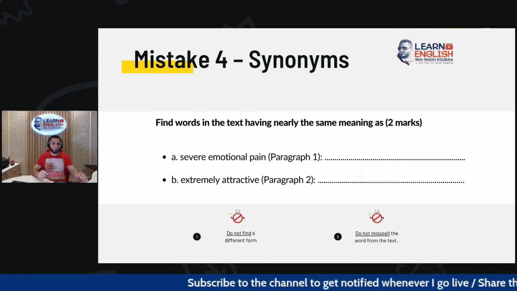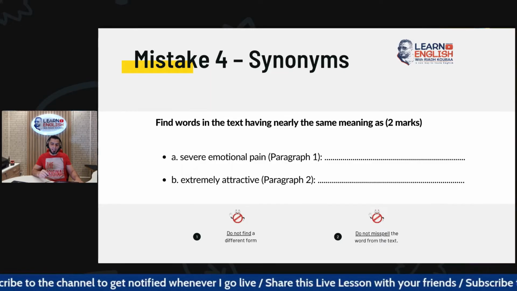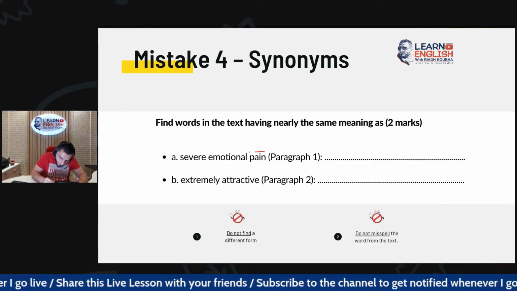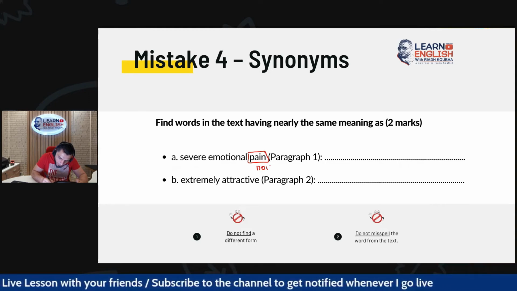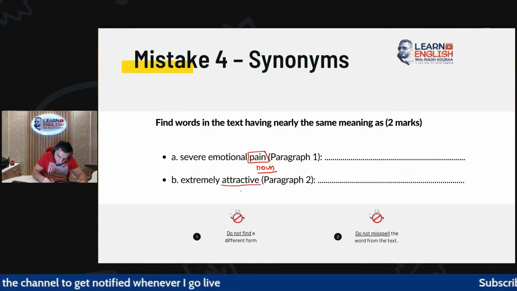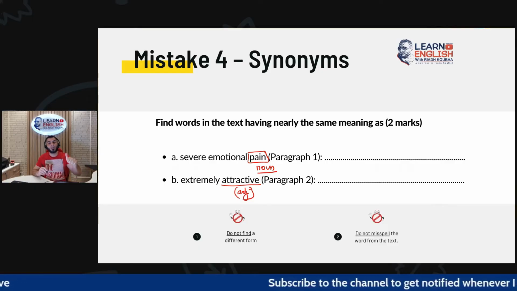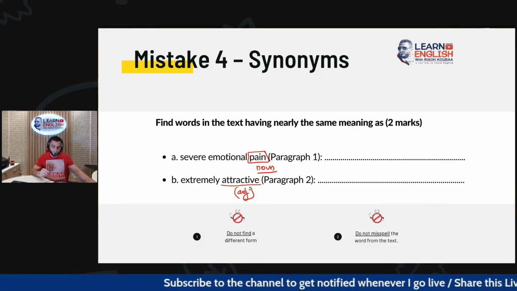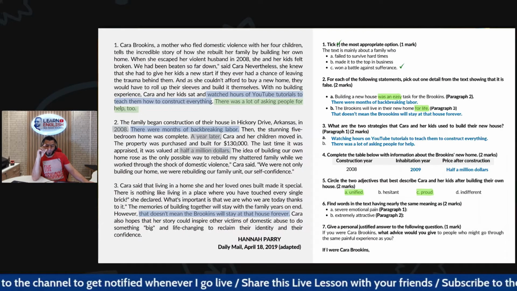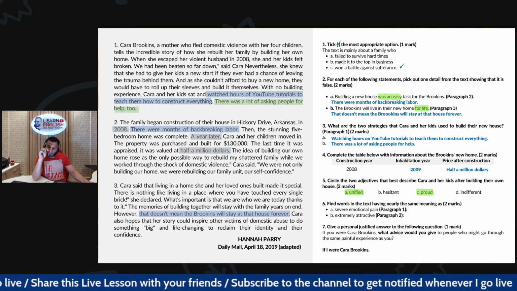Let's move on now to the exam questions. So find words in the text with the same meaning as severe emotional pain. So pain here is a noun. Extremely attractive. So this is an adjective. So I have to find a noun from paragraph 1 and an adjective from paragraph 2. I will give you a couple of minutes to find the answer. So again, please write your answers in the comment section below.